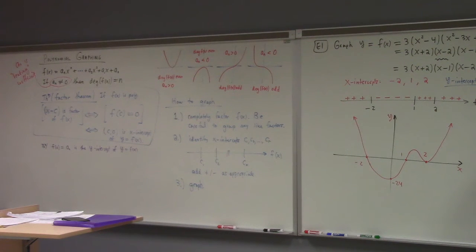Going from right to left again, starting with plus, going across here. My x is coming from x cubed, right? That's an odd power. That means we flip from plus to minus. All right?